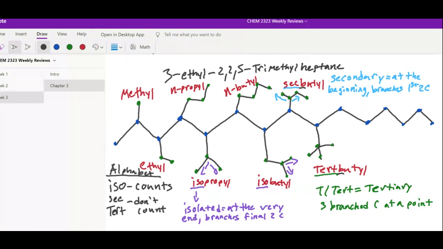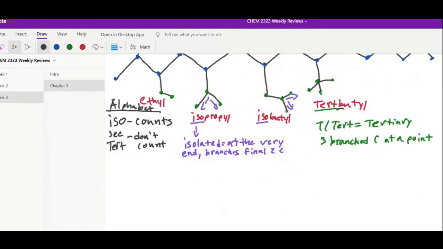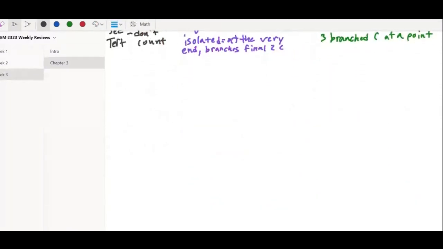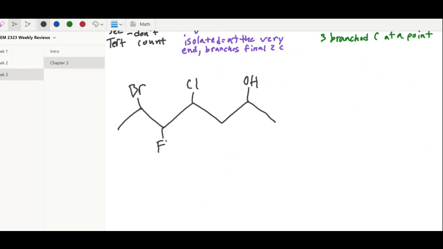All right, so we'll move on to substituents not carbons, like halogens, alcohols, and double bonds. Double bonds we might actually not need to worry about. That's unit 2/3. Okay, so let's say I have an alcohol here, a bromine here, and a chlorine here. Okay, and might as well just do all the halogens.